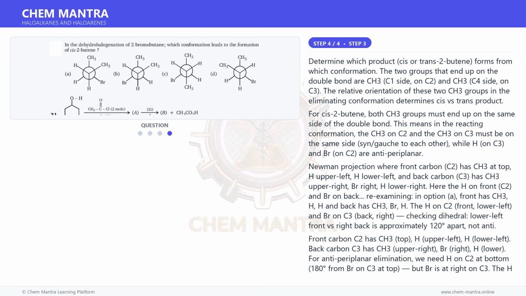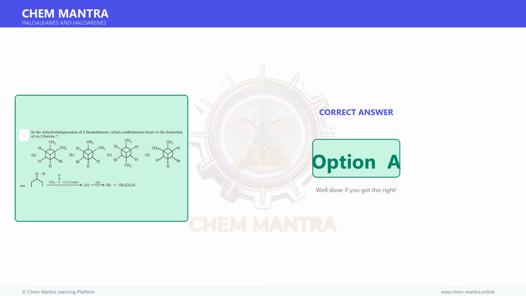This matches option A. Option B would give trans 2-butene because in that conformation the two CH3 groups are anti to each other when H and Br are antiperiplanar. Options C and D are either eclipsed or have incorrect antiperiplanar arrangements. Therefore, the correct answer is option A.